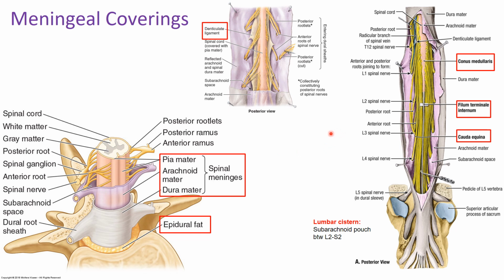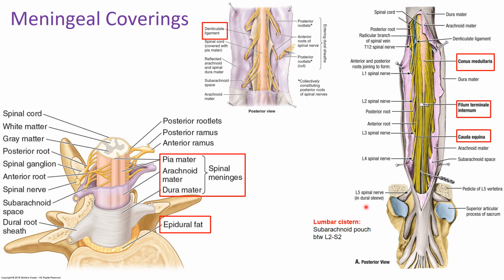Looking over here towards the right, we're looking at the termination of the spinal cord, which we saw earlier. Termination at the level of L2 at the conus medullaris. And what I want to point out here is that in the space between the end of the spinal cord down to S2, there is an open space that is the subarachnoid space in this region, and that is specifically going to be called your lumbar cistern. So your lumbar cistern is your subarachnoid space between the end of the spinal cord and S2. So lumbar cistern, subarachnoid pouch between L2 through S2.